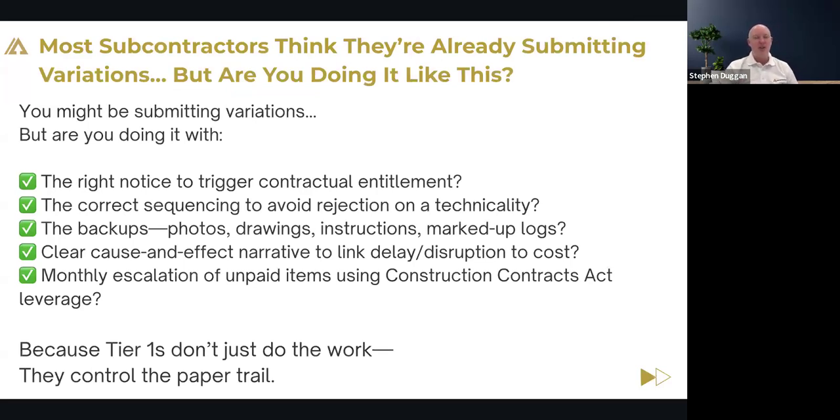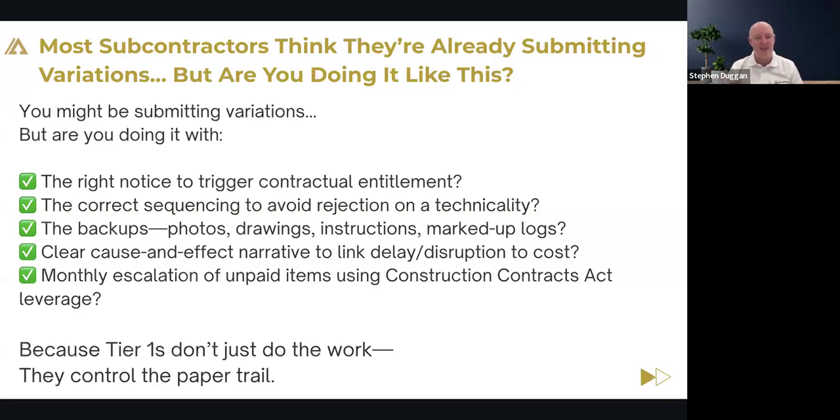So one of the things I hear all the time is, yeah, I'm submitting variations. That's not the problem. The main contractor isn't paying it. And it's like a chicken and egg scenario. Well, why do you think the main contractor isn't paying it? Or why do you think they're building up towards the final account? It's because you don't have the right system to trigger contractual entitlement. It's binary. I often say it's not a matter of opinion. It's not a matter of whether the contractor wants to pay. If you follow the right process contractually and commercially, they have to pay.